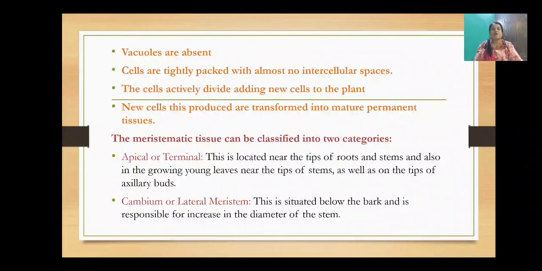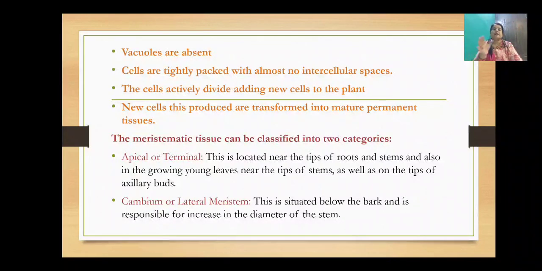Then the meristematic tissue can be classified into two more categories, that is the apical or terminal meristem and the cambium or the lateral meristem, right? So meristematic tissue is further classified into two categories, the apical or terminal meristem, and the second one is the cambium or the lateral meristem. Now let us know what the apical meristem is. This tissue is located near the tips of roots and stems, and also in the growing young leaves near the tips of the stems, as well as on the tips of the axillary buds. Now let me tell you what axillary buds are.